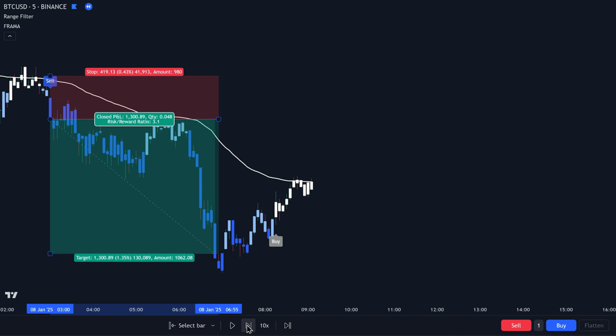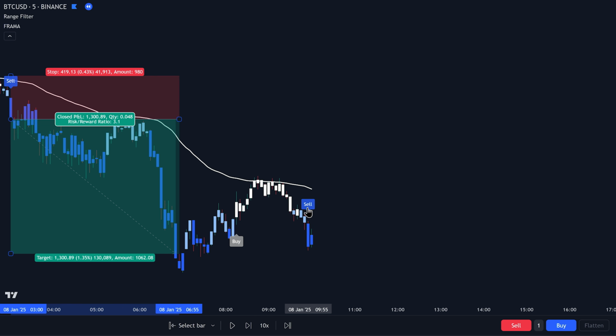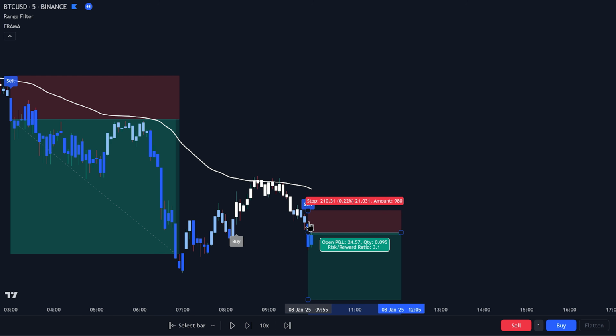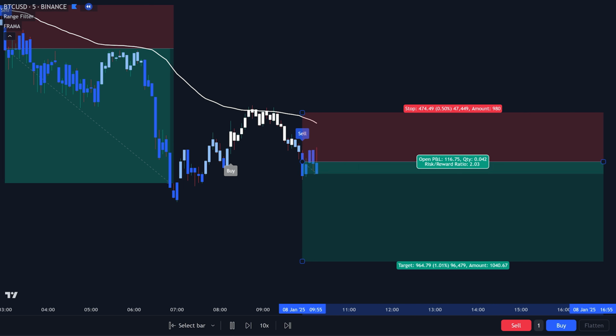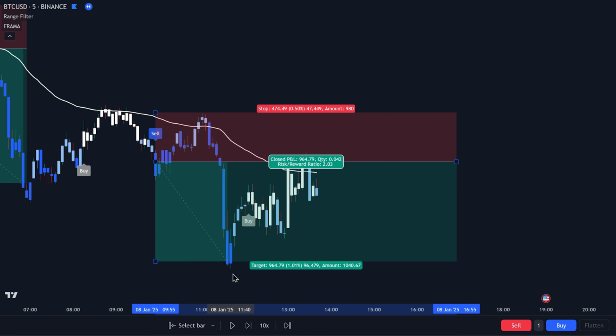Now, we have another sell signal from the range filter indicator. The price is still below the FRAMA line, confirming the bearish trend. We can enter the sell position, set the stop loss just above the FRAMA line, and aim for a 2-to-1 reward to risk ratio. If we let the trade run, we can see it hits the take profit, making this another profitable trade.